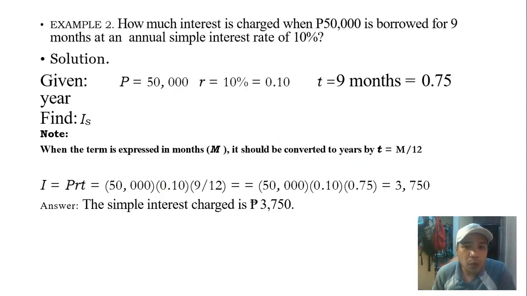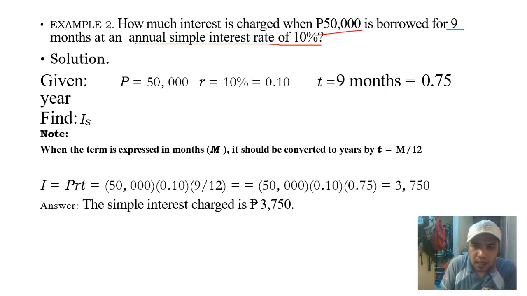So, example number 2. How much interest is charged when 50,000 is borrowed for 9 months? So, it should be interest in years, but how can we convert months into years? At an annual simple interest of 10%. So, once again, we have 50,000 as the principal. Then, 10%. How did it become 0.10? 10%. 1, 2. So, technically, it's 0.1 or 0.10.